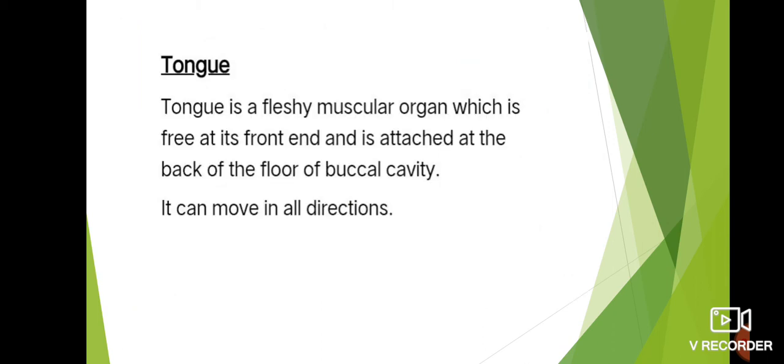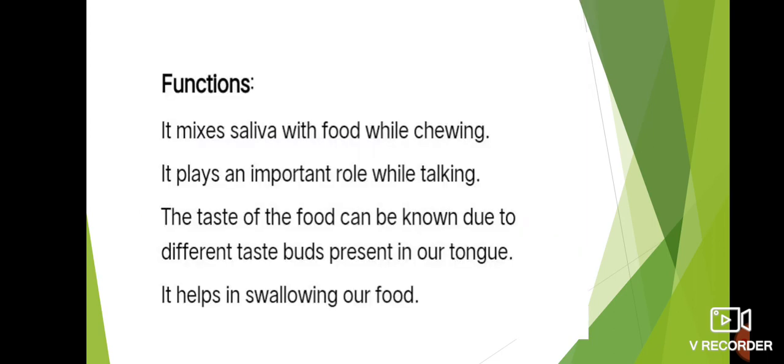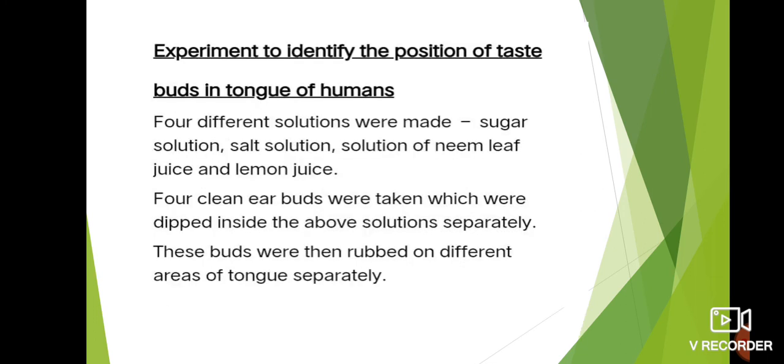Is it clear? The next part in the human digestive system is the tongue. It is a fleshy muscular organ which is free at its front end and is attached at the back to the floor of the buccal cavity. It can move in all directions. Look at this picture. This is the image of the tongue. Next are the functions of the tongue. It mixes saliva with food while chewing. It plays an important role while talking. The taste of the food can be known due to the different taste buds present in our tongue. It helps in swallowing our food.